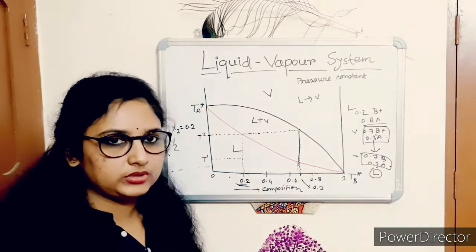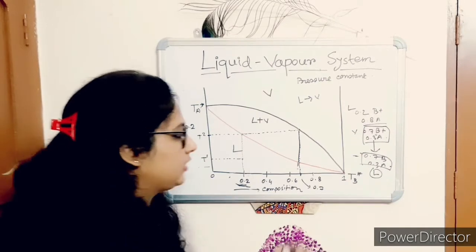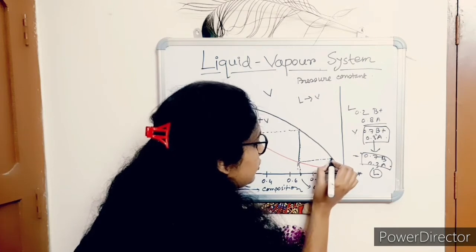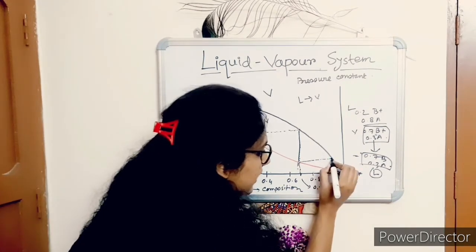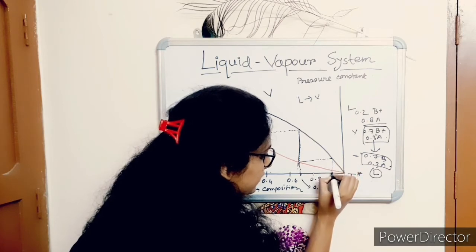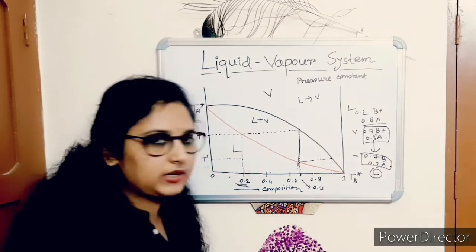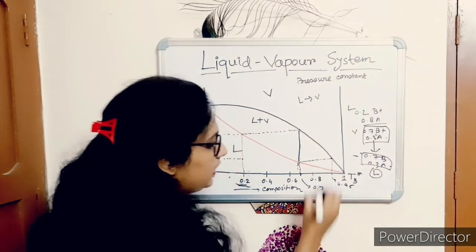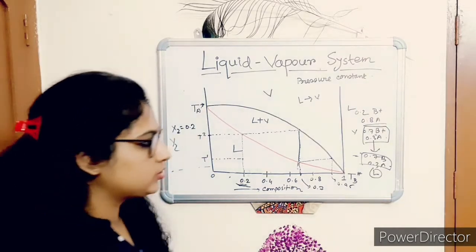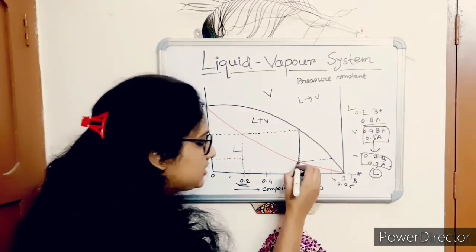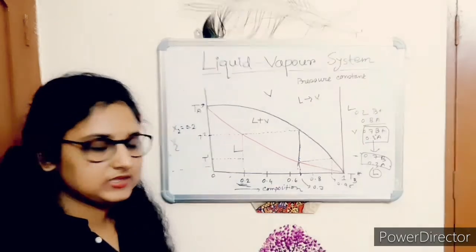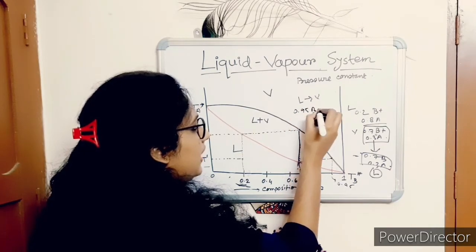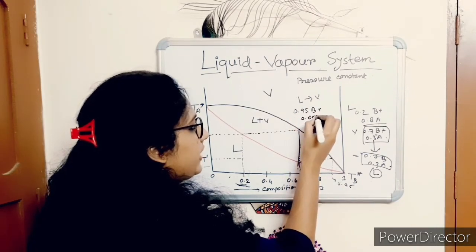So what is the composition of B in the vapor state now? By drawing the tie line, you can get the vapor state composition of B. So this is actually the line, and this is the point which is very nearly equal to 1. You can say that it is 0.95. So now again collect this vapor. At this point, when you are collecting the vapor state, this vapor contains 0.95 mole fraction of B and 0.05 mole fraction of A.